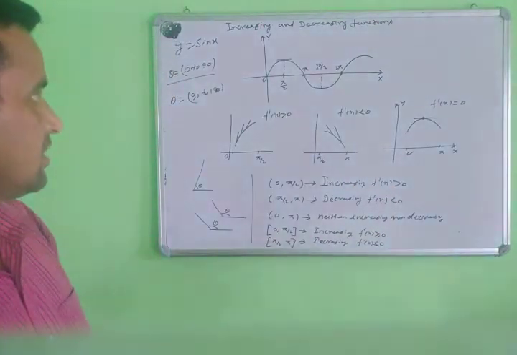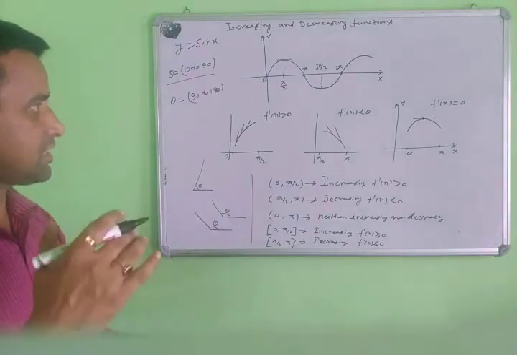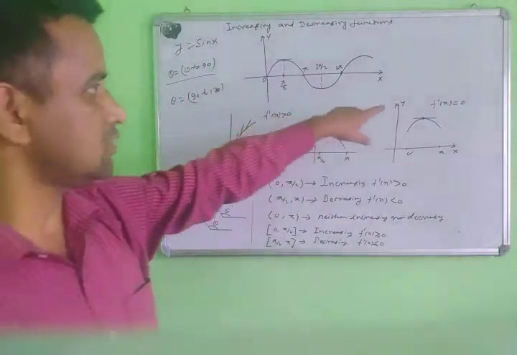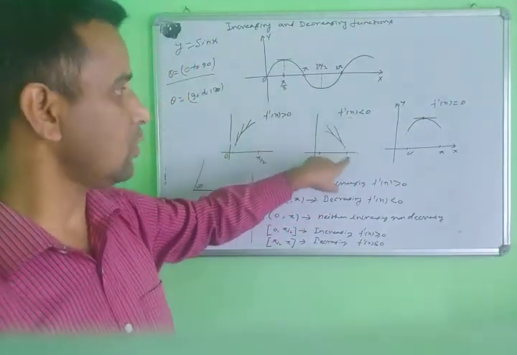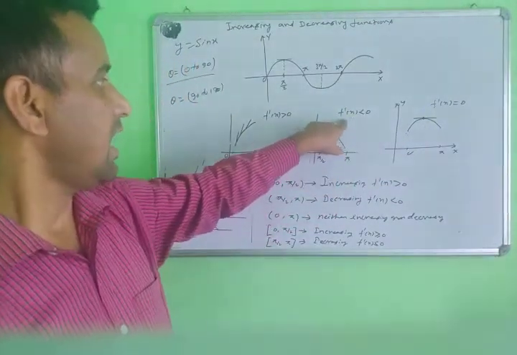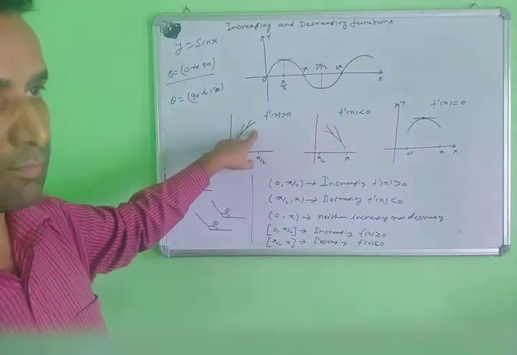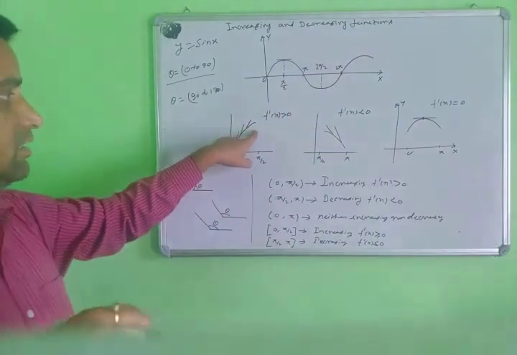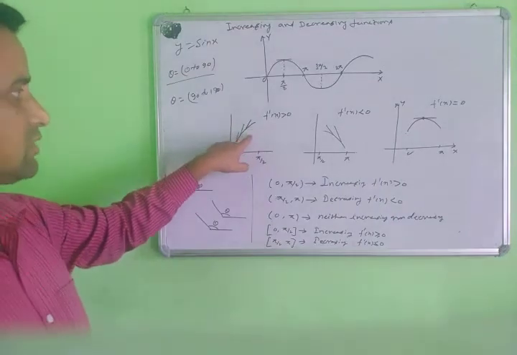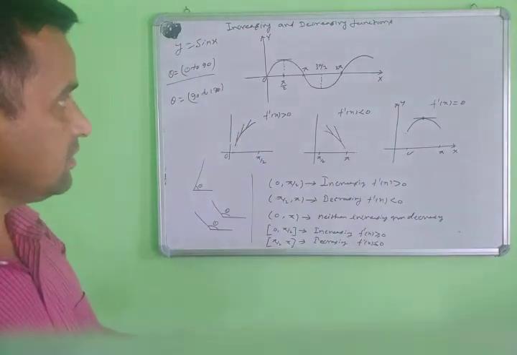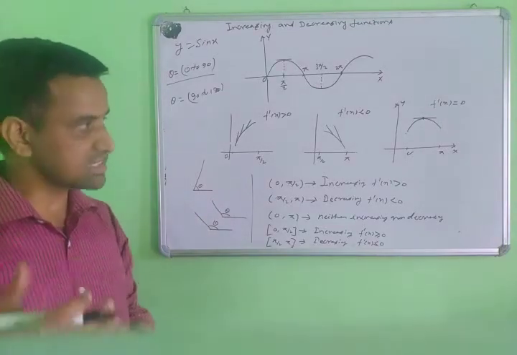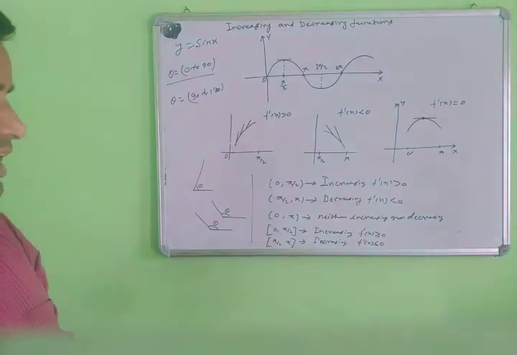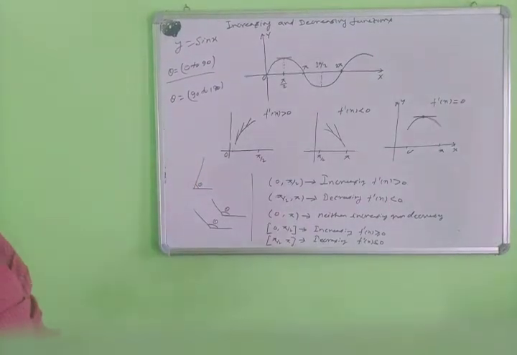So in this condition, the geometrical meaning is that when the slope of the tangent is 0, the tangent will be parallel. When the slope of the tangent is less than 0, the function will be decreasing, and when the slope of the tangent is greater than 0, the function will be increasing. So this is the basic concept of increasing and decreasing. The next concept will be strictly increasing and strictly decreasing. Note down the next step.